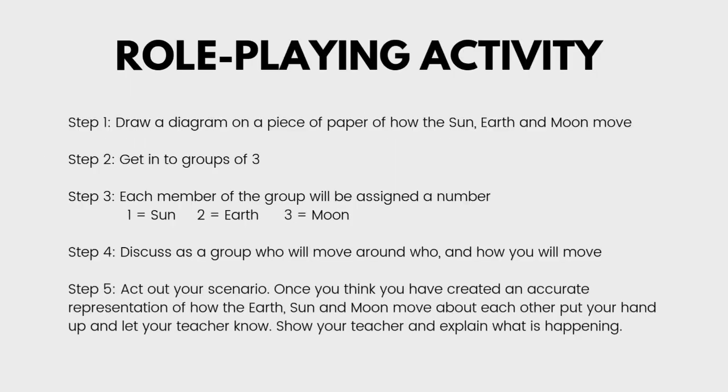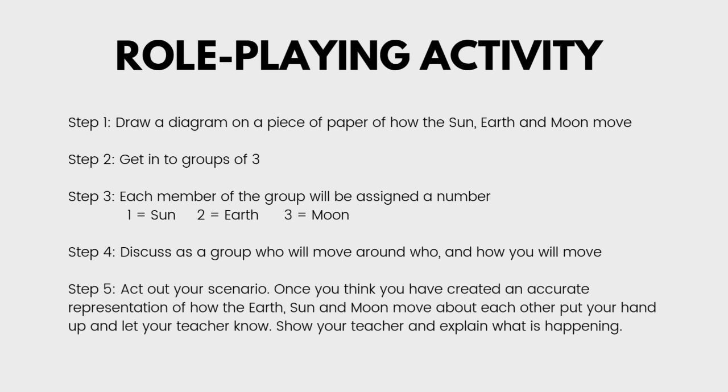Let's have a role-playing activity. Step 1. Draw a diagram on a piece of paper of how the sun, Earth and moon move. Step 2. Get into a group of 3. Step 3. Each member of the group will be assigned a number: 1. Sun, 2. Earth, and 3. Moon. Step 4. Discuss in your group who will move around whom and how you will move.